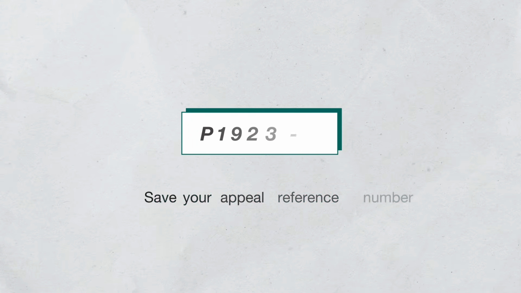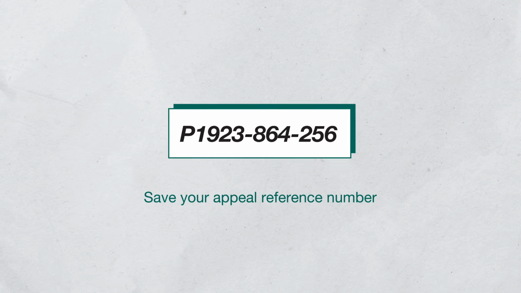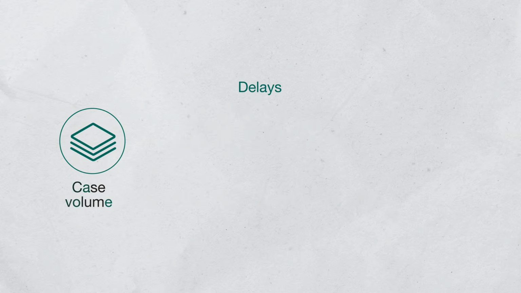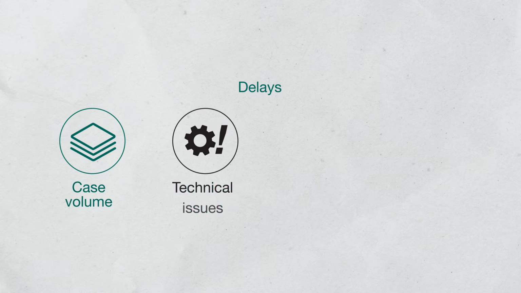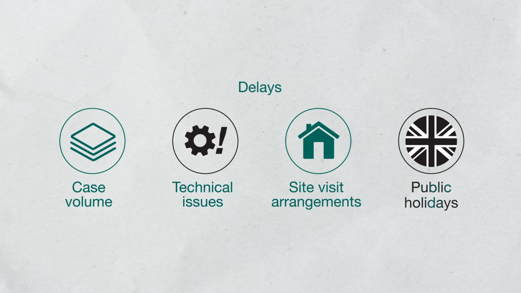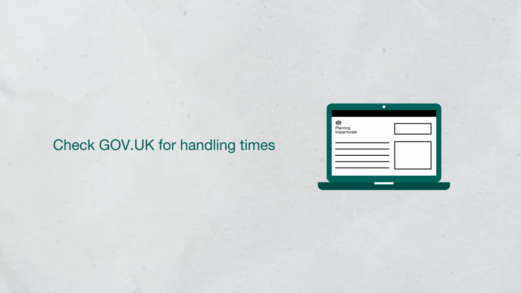Make sure you keep your appeal reference number handy, as you'll need it for all future correspondence. Depending on the appeal procedure, there may be delays due to high case volumes, complex technical issues, site visit arrangements, or public holidays. Check our page on gov.uk for typical appeal handling times.